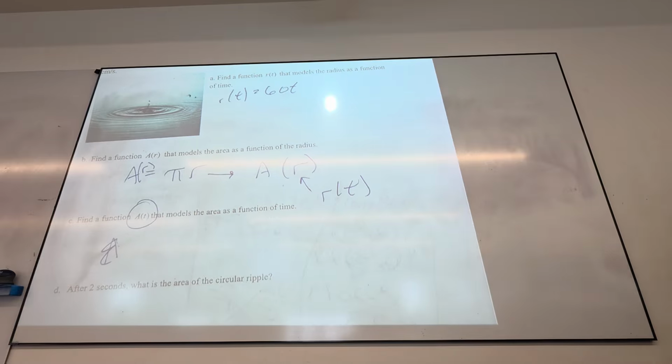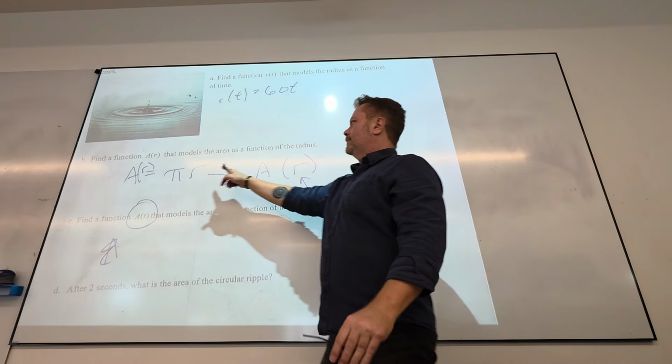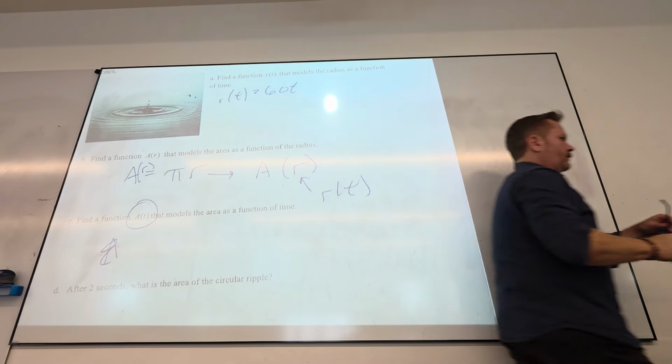Oh, okay, so what am I saying? The area as a function of radius is pi r. I left the square off. I love myself so much. Square. Area as a function of the radius is pi r squared. But the radius is a function of time, and it is specifically 60t. So how do I get area as a function of time?